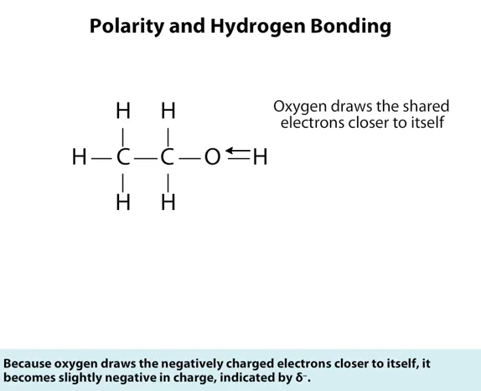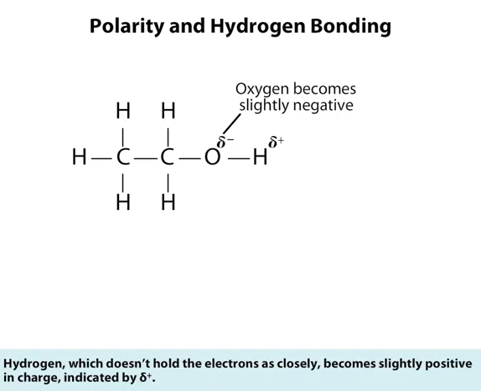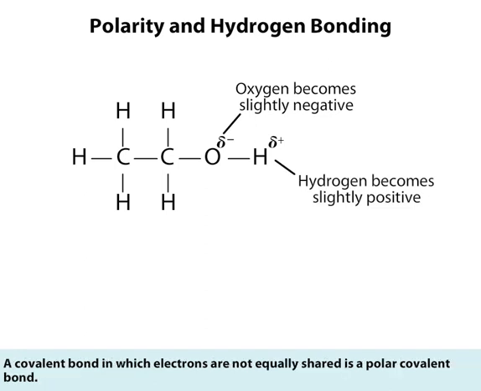Because oxygen draws the negatively charged electrons closer to itself, it becomes slightly negative in charge, indicated by delta minus. Hydrogen, which doesn't hold the electrons as closely, becomes slightly positive in charge, indicated by delta plus. A covalent bond in which electrons are not equally shared is a polar covalent bond.